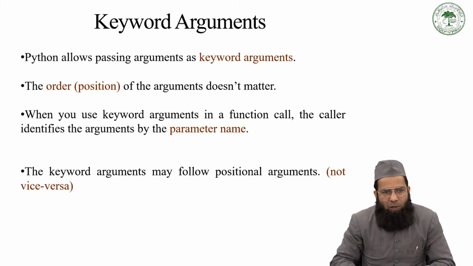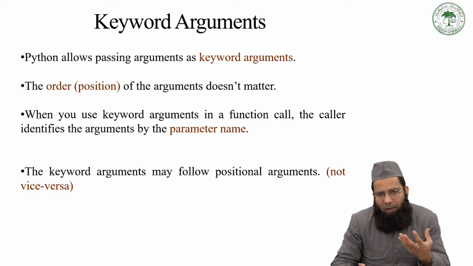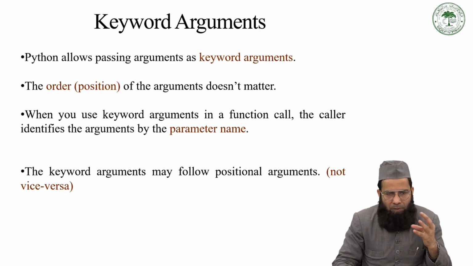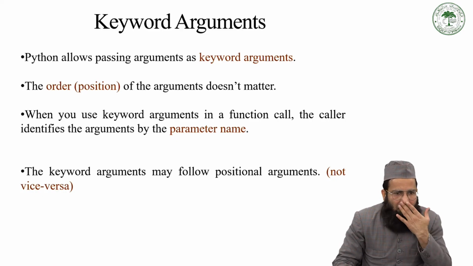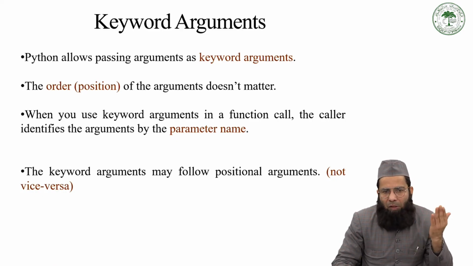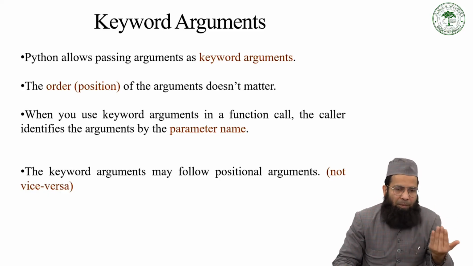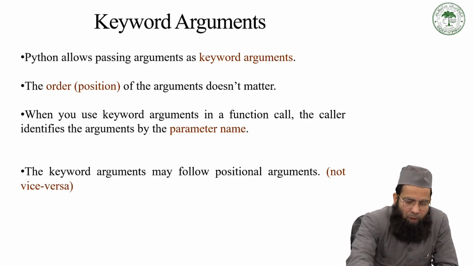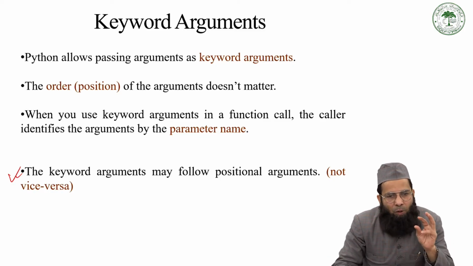Now the next one is the keyword argument. Python allows passing arguments as keyword arguments as well. In this case, the order of the arguments doesn't matter. You are actually passing the value using the keyword. So in this case, position does not matter. When you use a keyword argument in a function call, the caller identifies the argument by the parameter name. So depending on the name of the parameter, the argument would be identified. One thing is important here: keyword arguments may follow positional arguments, but not vice versa.